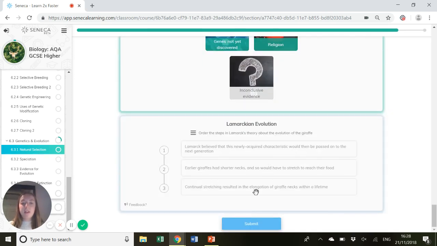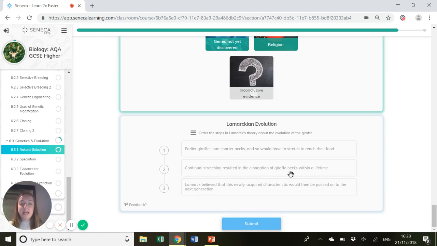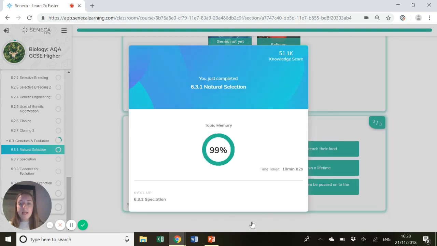So Lamarckian evolution, we've got to drag this into correct order. So earlier giraffes, that's first, they had a shorter neck, so they have to stretch to reach their food. And then, because they were stretching all the time, this resulted in elongation of giraffes' necks within a lifetime. And Lamarck believed that this newly acquired characteristic would then be passed on to the next generation. And that's correct. Yay, we've done it.